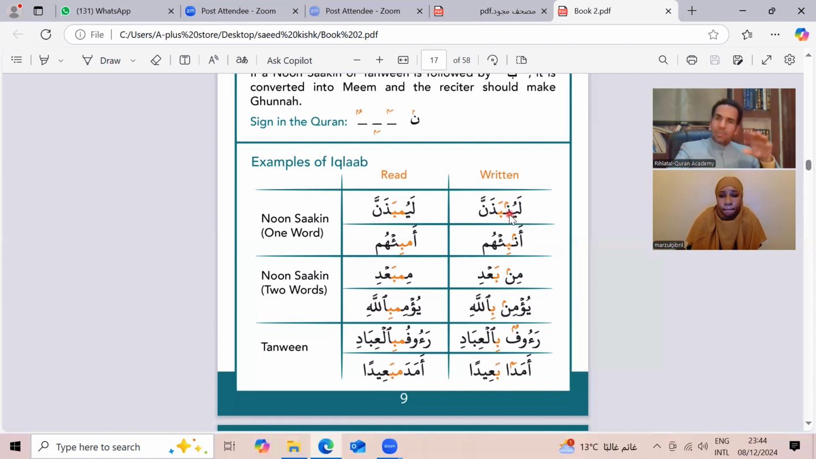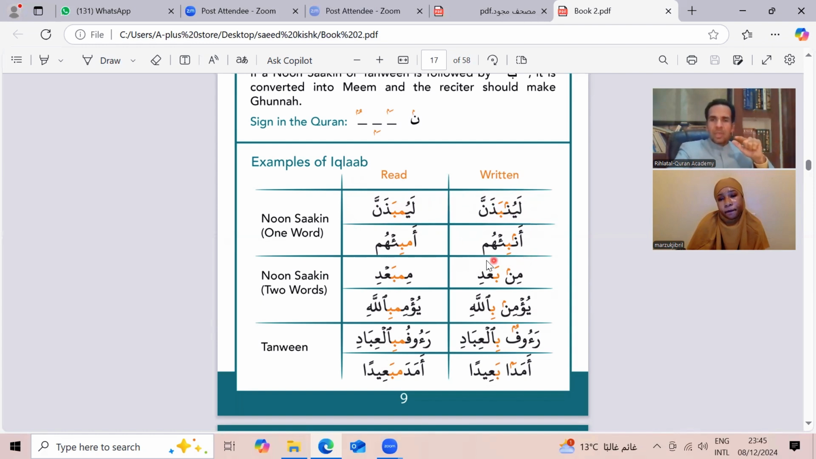If noon sakinah carries a small meem, that means the noon sakinah must be changed to meem in pronunciation. Why? Because it must be followed by ba, and ba is the only letter of iqlab, changing. So if noon sakinah is followed by the letter ba, the noon sakinah must be changed to what? To meem, right? This is the way it's written, and it must be pronounced in this way. You see how noon changed to meem in pronunciation. So when we pronounce this word, we say it with meem.